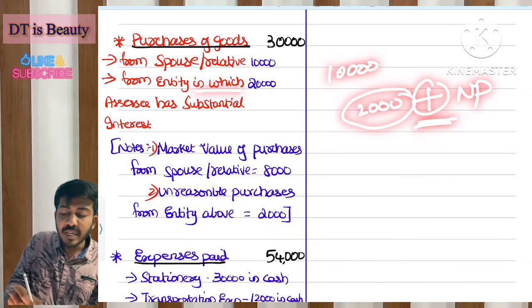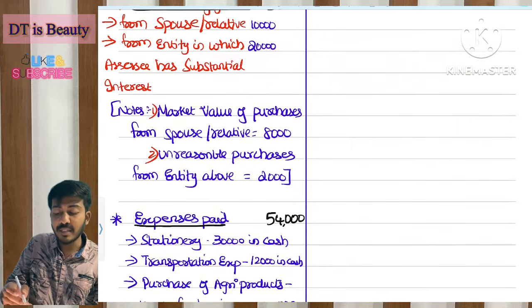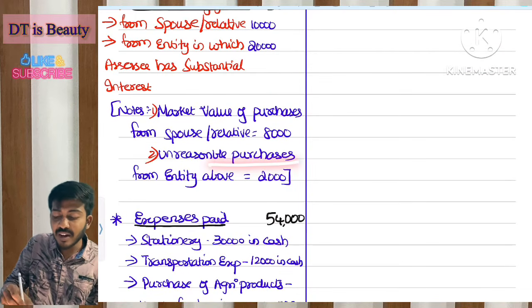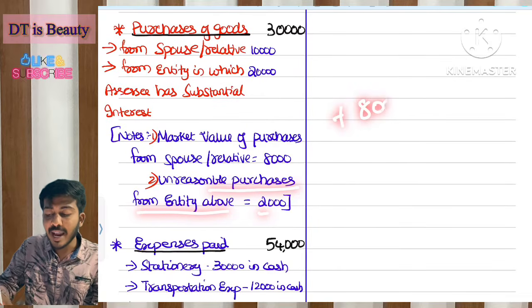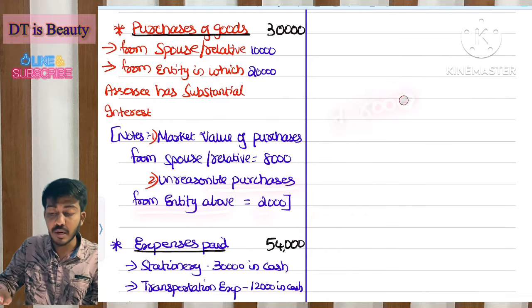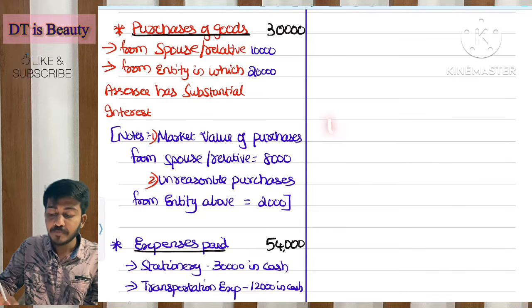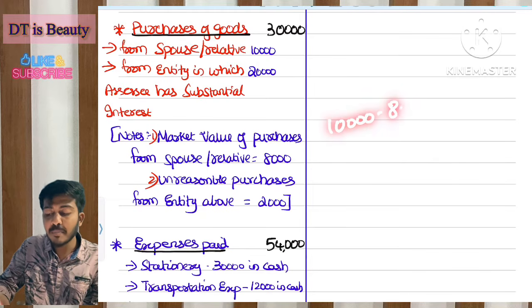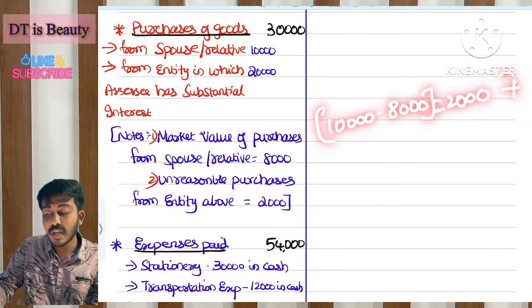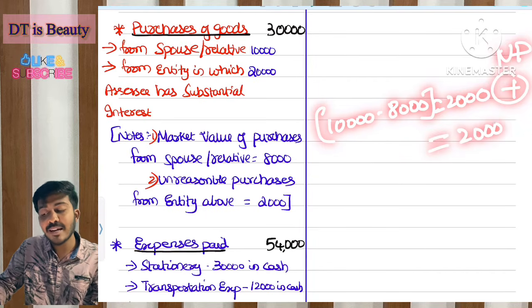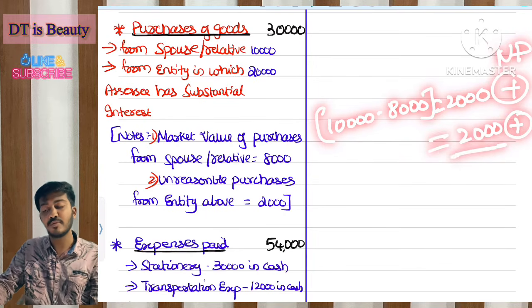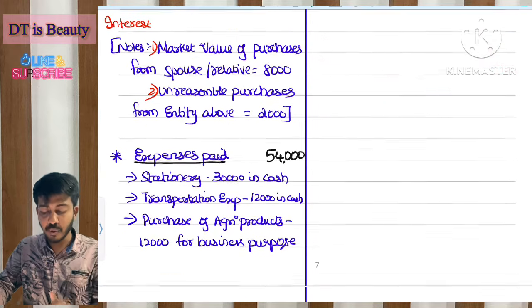Simple. And from the entity in which I have purchased, it is for 20,000. Straight away the question itself gave the unreasonable purchases from the entity above as 2,000. So I should add 2,000 for the spouse. 10,000 she sold me, but reasonable is only 8,000, which means 2,000 is unreasonable. I should add it to my net profit. And in the second category, they themselves have given the unreasonable amount as 2,000. We will add this to net profit.